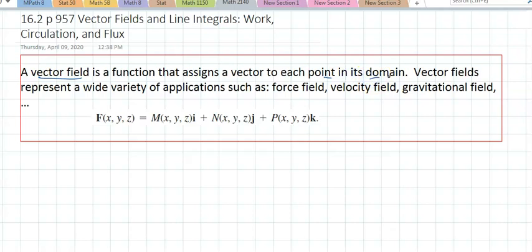Vector fields represent a wide variety of applications such as force fields, velocity fields, gravity, and so much more. Streamlines, airflow, you name it. A vector field has three components, and the book is consistent with those. Anytime the book talks about N, they're talking about the j component, P the k component, and M the i component, where these are continuous and differentiable.